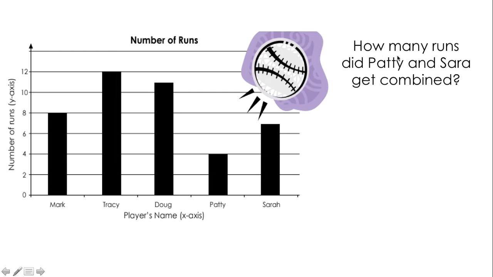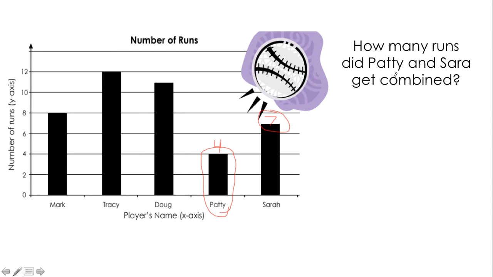My first question says, how many runs did Patty and Sarah get combined? So I have to take a look at Patty and Sarah. Here's Patty right here. Her bar goes up to the second line, and when I come over here, it's at the 4. So Patty scored 4 runs. And here's Sarah. Sarah goes in between the numbers 6 and 8. The number that is between 6 and 8 is 7. So Sarah scored 7 runs.